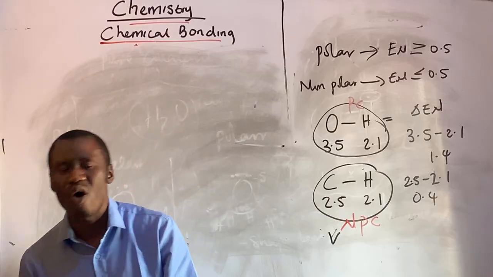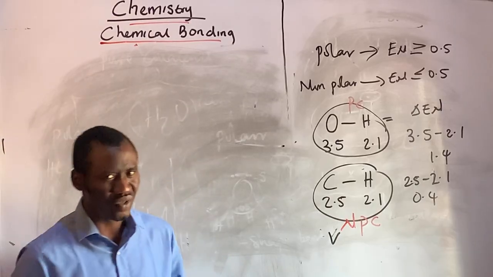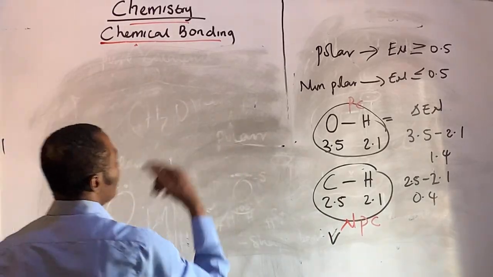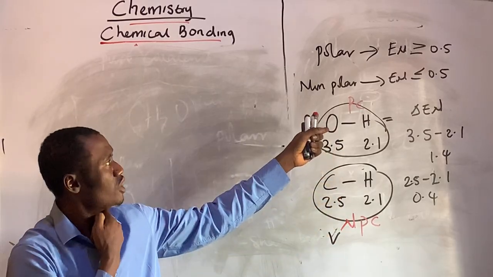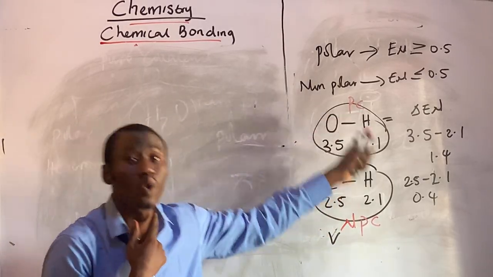You need to know the shape of methane. A lot of those. All right. Now let's give the features of pure covalent bonds.